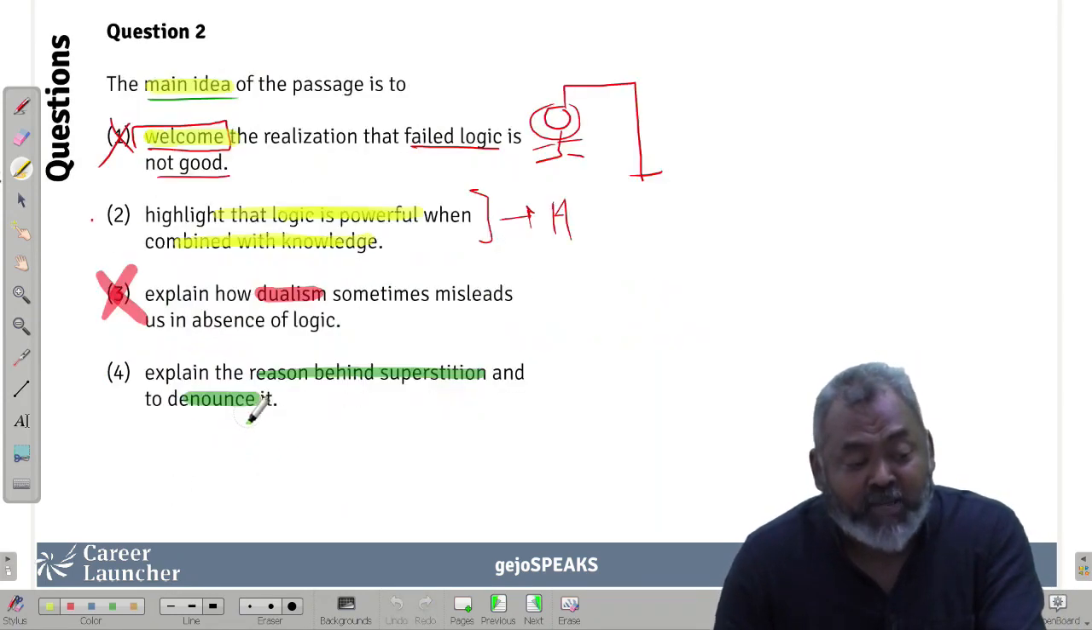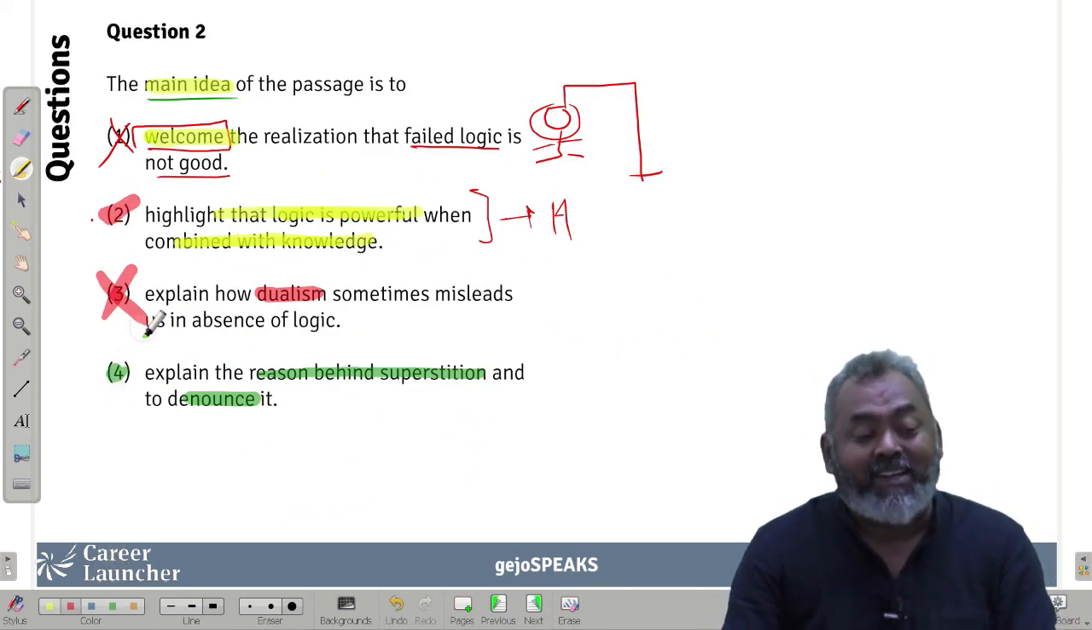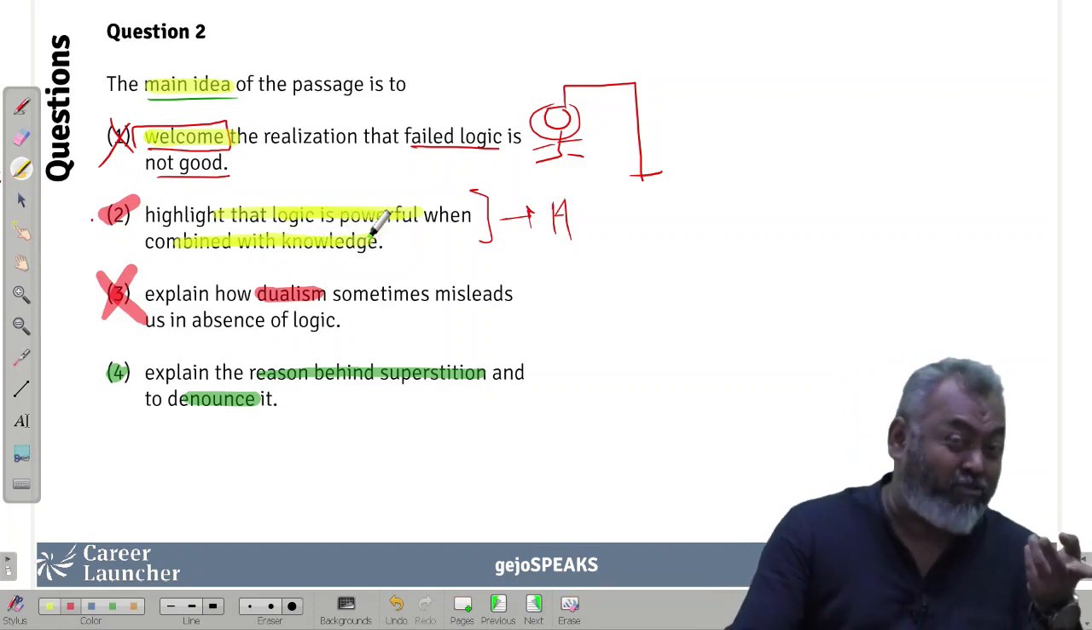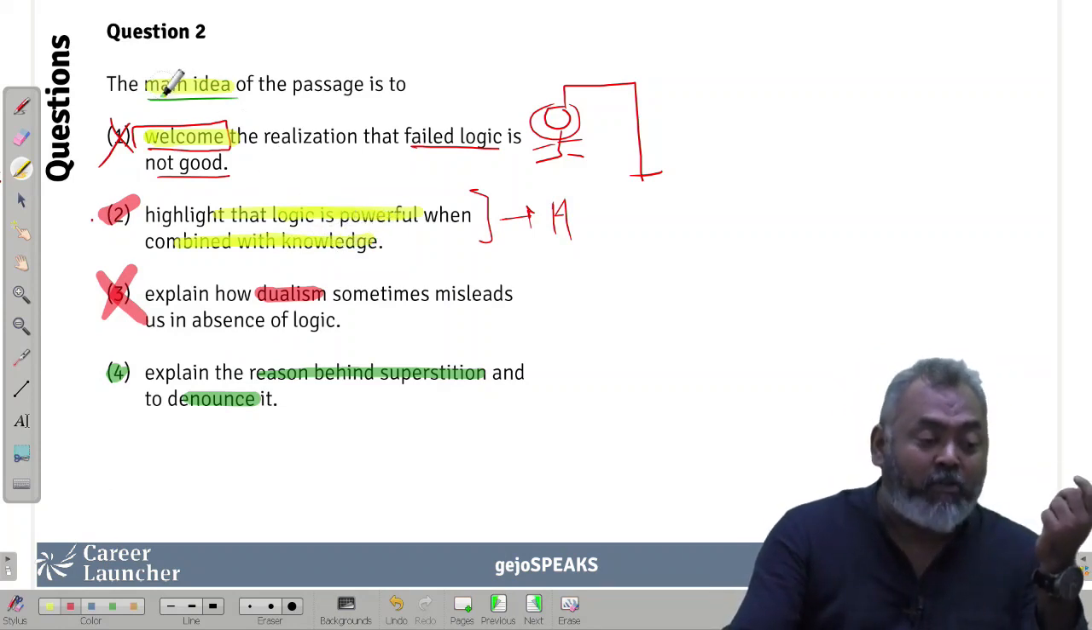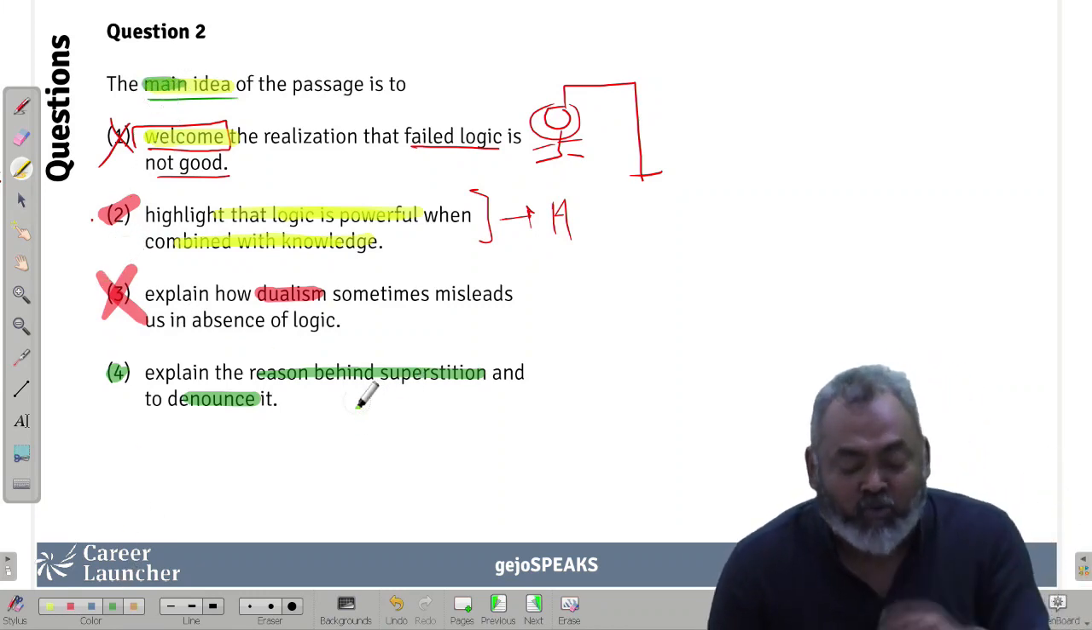So in this case, ladies and gentlemen, the answer to this question is answer choice number 4, and answer choice number 2 is not the right answer choice, even though that is true, by the way. That's not the right answer because we are looking at the main idea. The main idea is about superstition, how to denounce it.